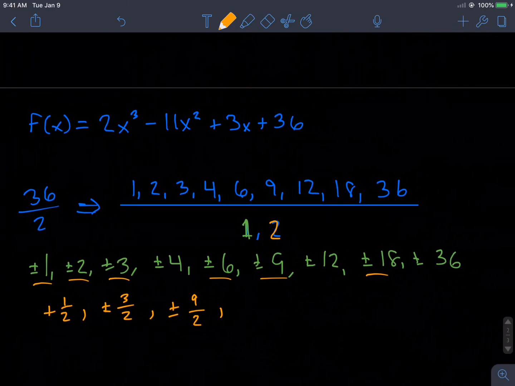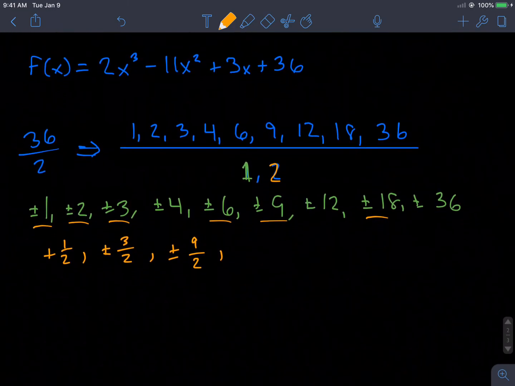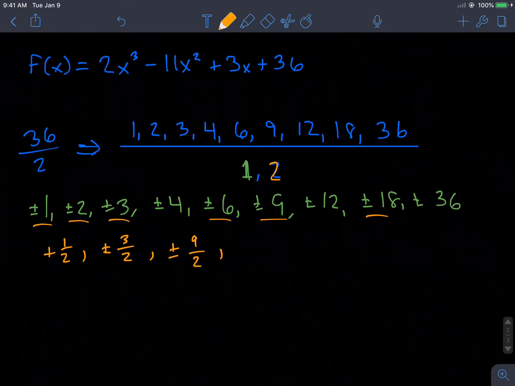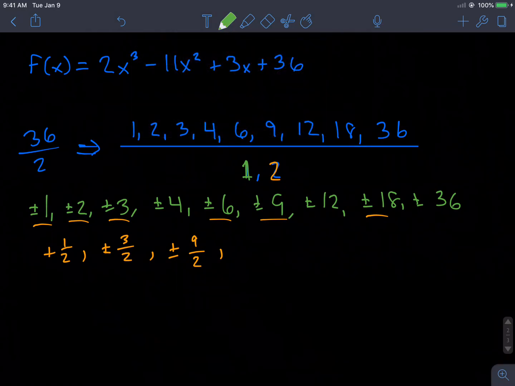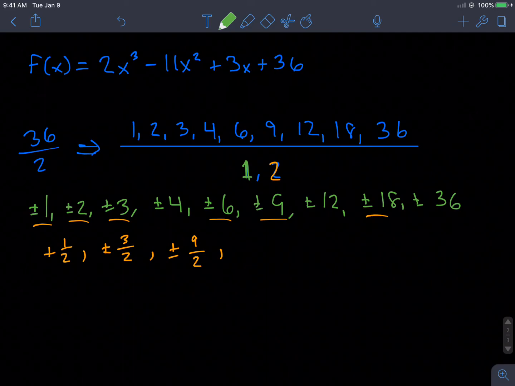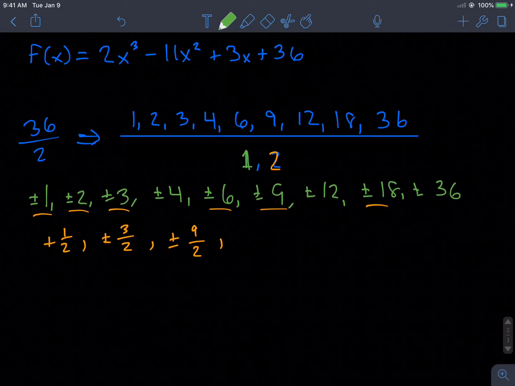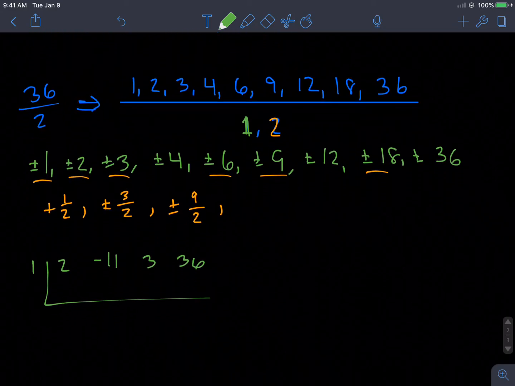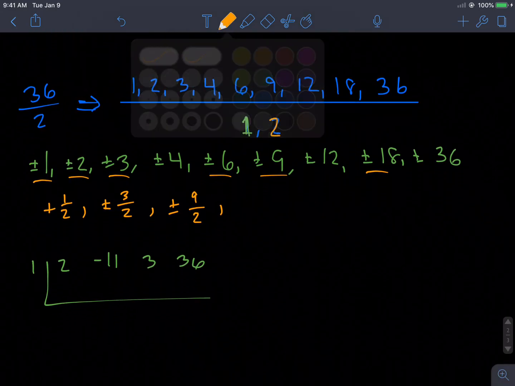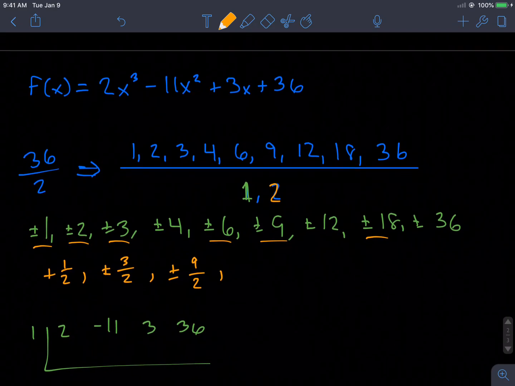Okay. So let's look at the other one. Here we have a longer list to look at. Let's go with 1. Let's see if 1 is a 0. So 1, 2, negative 11, 3, and 36. Is that right? 2, negative 11, 3, 36.